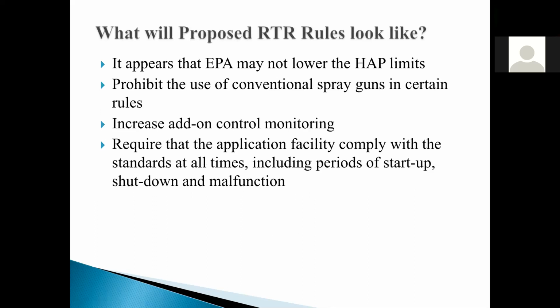So far, I haven't seen too many of these rules where they've lowered the HAP limits. Many of these rules have been from a residual risk review. They are stringent. You saw the slide earlier. EPA did change a couple, added a couple of additional requirements, but looking at it right now, I don't see too many of those rules lowering the HAP limits. But I think what the EPA will probably do is prohibit the use of conventional spray guns, or require more effective or efficient spray gun technology, kind of like the VOC rules that I mentioned earlier.